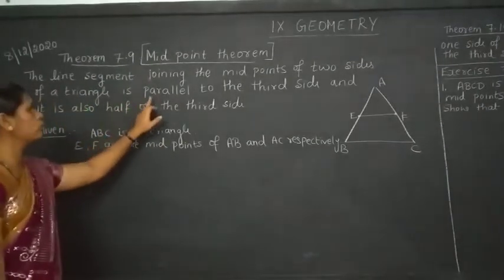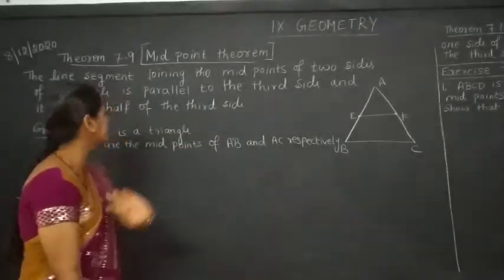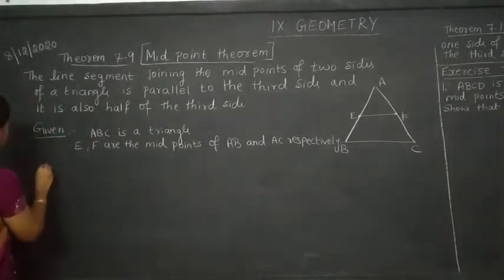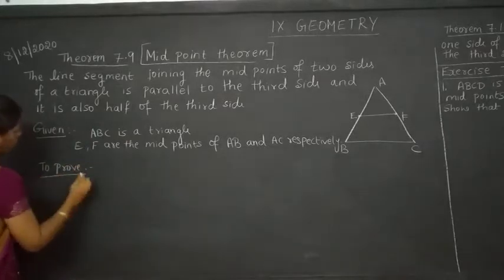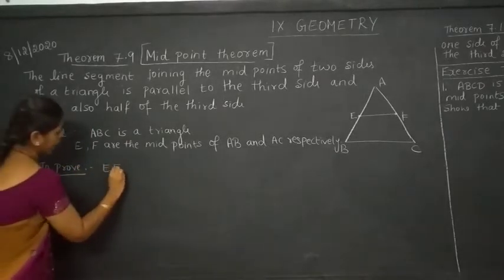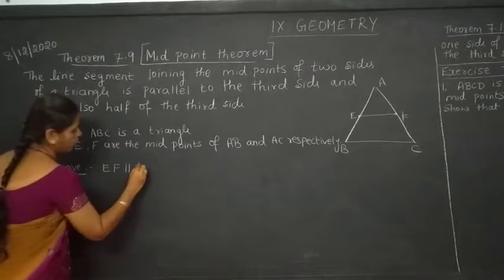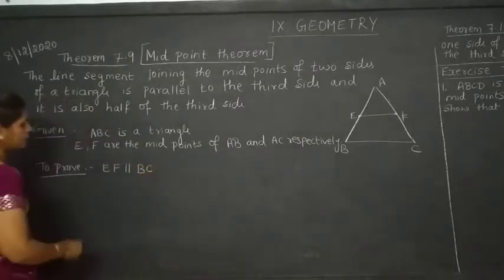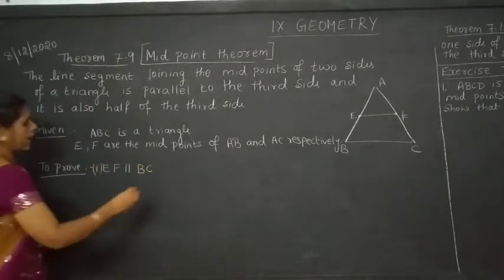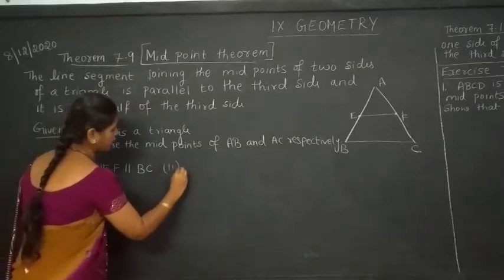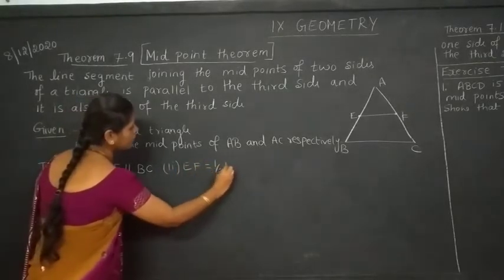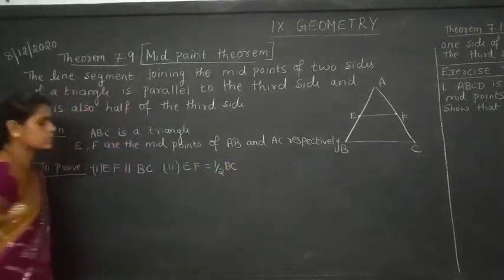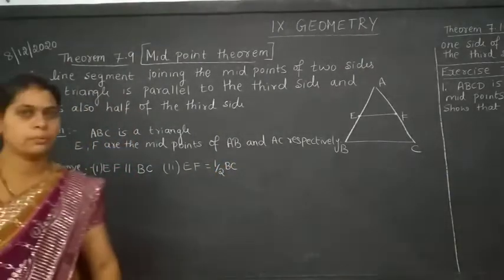What you have to prove? You have to prove it is parallel to the third side. So to prove, EF is parallel to what? Third side. Third side is BC. This is one thing. And second thing you have to prove is EF is equal to half of BC. So these two things you have to prove.